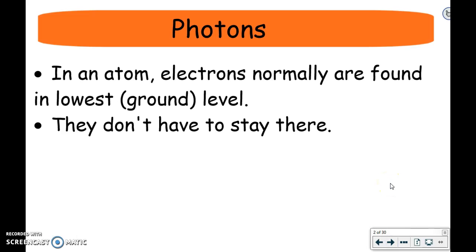So we have to go back to an atom. In an atom, electrons normally are found in the lowest or ground level. In case you guys forgot, there are three parts of an atom: a proton, neutron, and electron. The protons and neutrons are in the middle, and the electrons are normally found on the outside. So far, we've talked about the electrons just traveling around the nucleus, but they don't actually have to stay in their particular cloud or level. They can actually change levels.